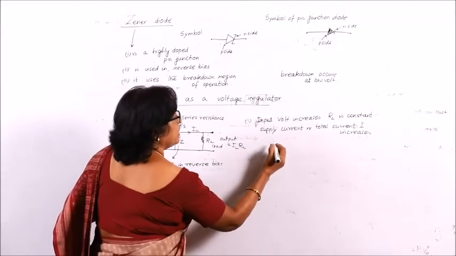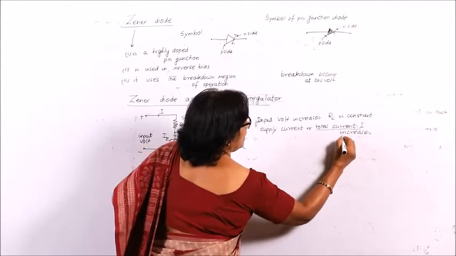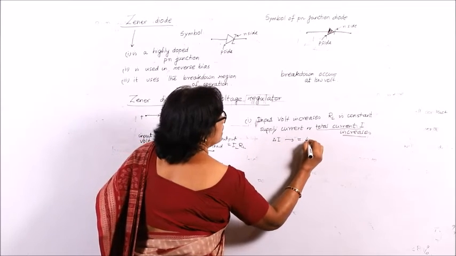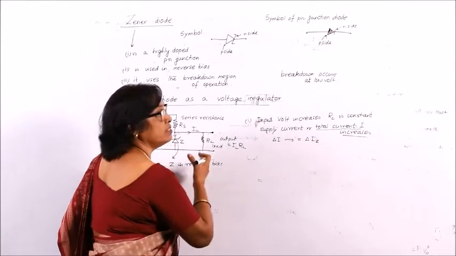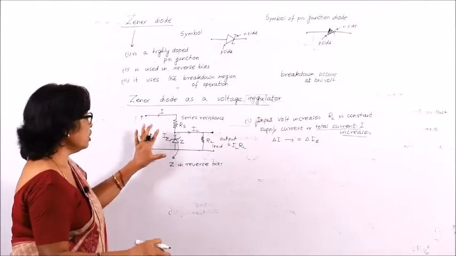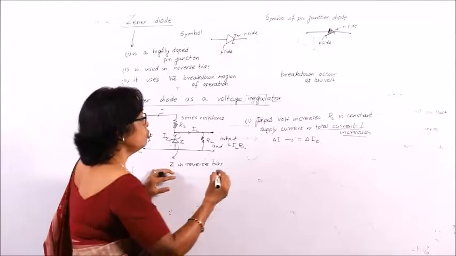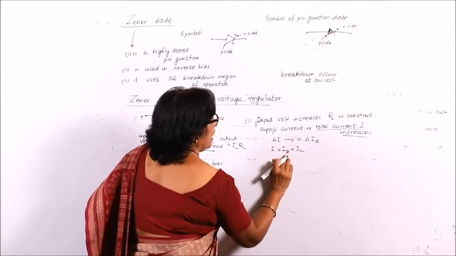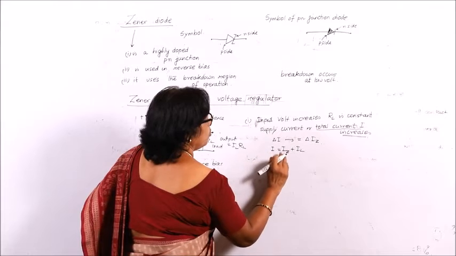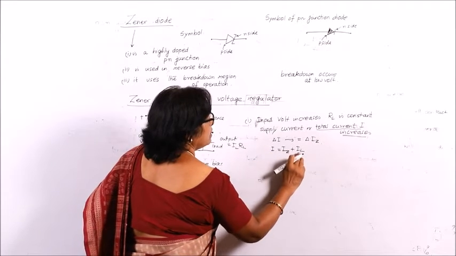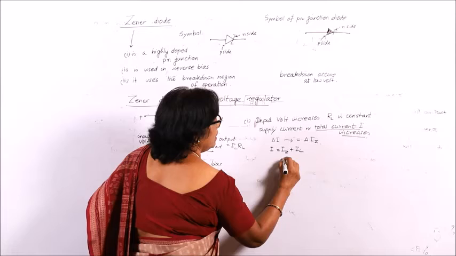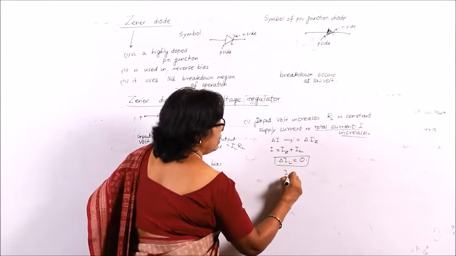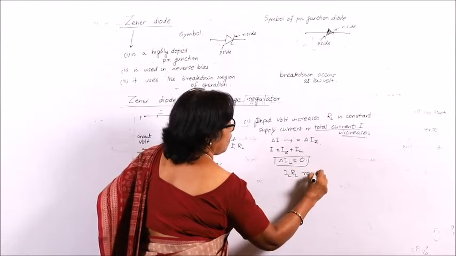So whatever change occurs, total current I increases, and the increase delta I is equal to delta Iz. All of it goes to the zener; the extra current goes to the zener. So my total current is equal to Iz plus IL. So delta Iz is equal to delta I, and there is no change here, so delta IL will be equal to 0. There is no change in delta IL, so IL into RL remains constant.